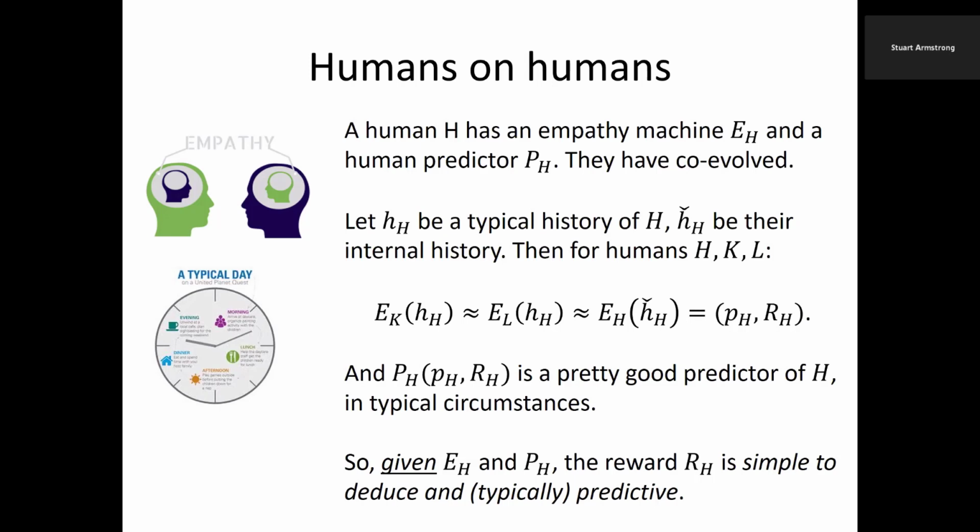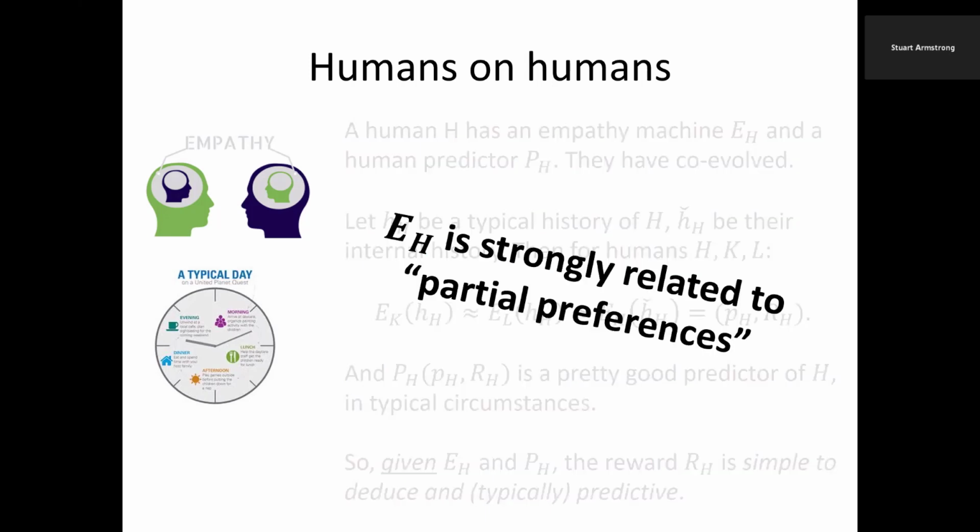So this is my response to the objection. Yes, for humans, with our specific evolved ability, we can do this task, but it's not a general task that is easy to do. It's because of our particular cognitive machinery and our own assumptions. Now, this empathy module, E_H, is strongly related to the partial preferences that I'm about to get into.